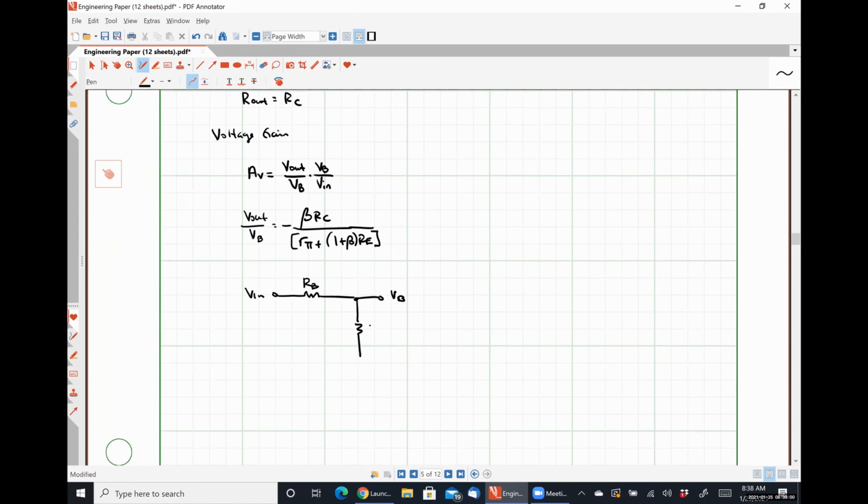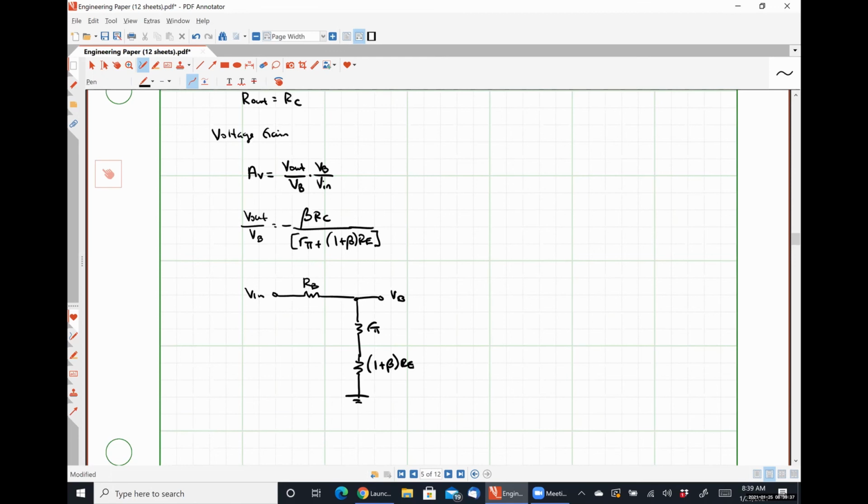And then it sees the input resistance of my common emitter stage with emitter degeneration, which would be R pi in series with (1 plus beta) RE. Anybody got any problems with that? That's literally how we found the input impedance of this thing a minute ago, right? It doesn't care about what's going on at the output. This is what it sees. It's simply the resistance RB in series with the input resistance of that amplifier stage.